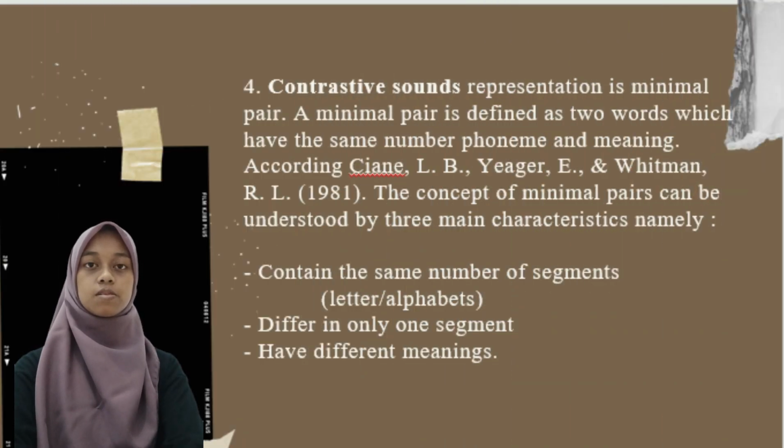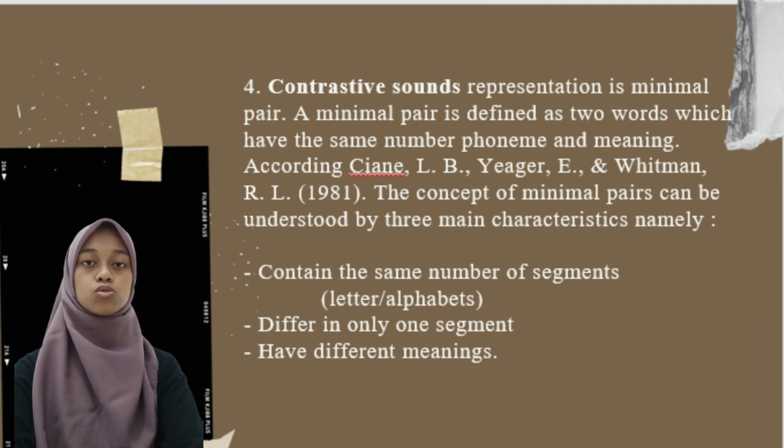Contrastive sounds representation is minimal pairs. A minimal pair is defined as two words which have the same number of phonemes and different meaning. The concept of minimal pairs can be understood by three main characteristics, namely, they contain the same number of segments, differ in only one segment, and have different meanings.